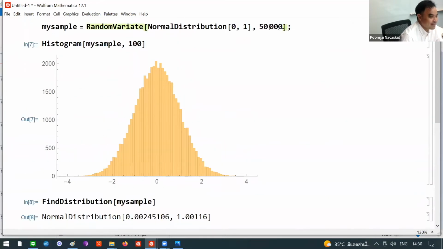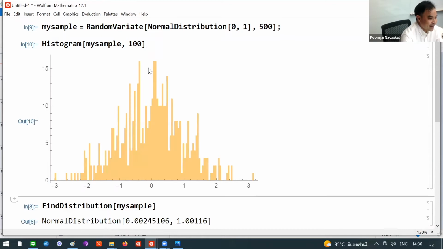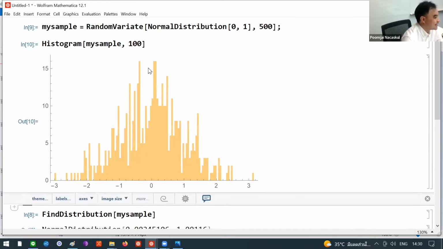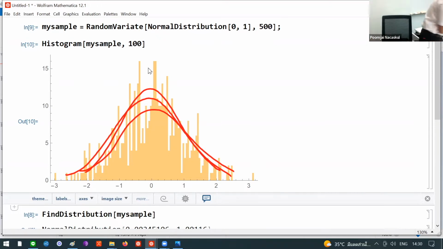Now, let me try something else. Let me go back and generate just 500 of them. If I generate 500 of them, look at the histogram. It's not very nice. It's not very smooth. If I were given this much data, I'm going to say, well, maybe it's like this, or maybe it's like that, or like this. I'm not quite sure. It doesn't give you a definite assurance that you're going to get the right number.